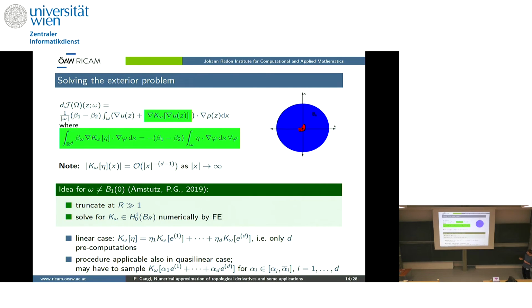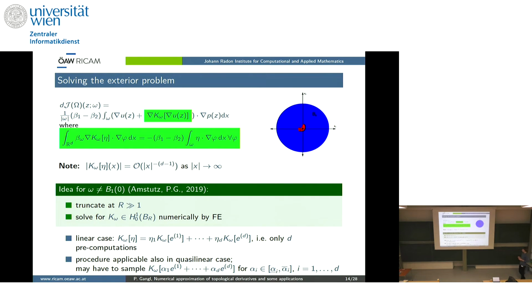This can be done. In particular, in the linear case, we just have to do it for the basis vectors of R^d, being here on the right-hand side in place of this eta, and then we can evaluate k of eta for any vector eta, and we can evaluate the topological derivative for any point z. So this is nice. So we only need 2 or 3 pre-computations in the linear case, and we can work with it for arbitrary inclusion shapes.